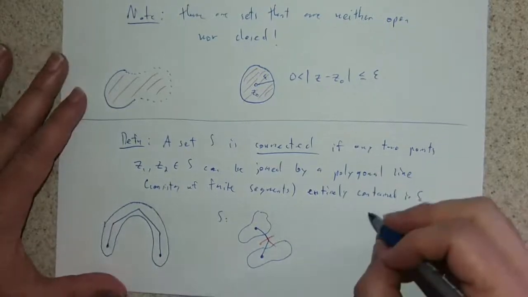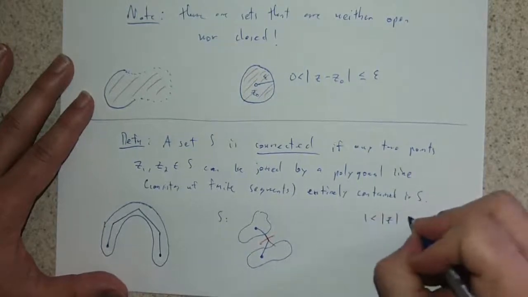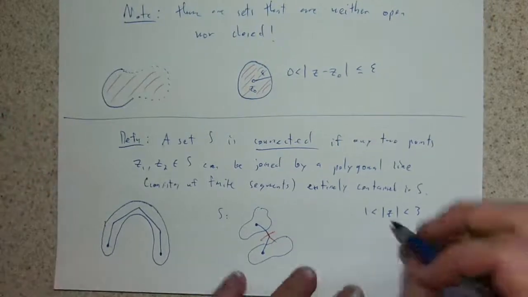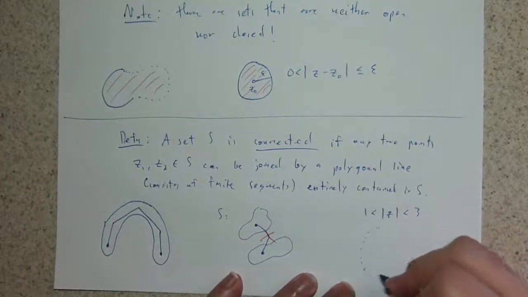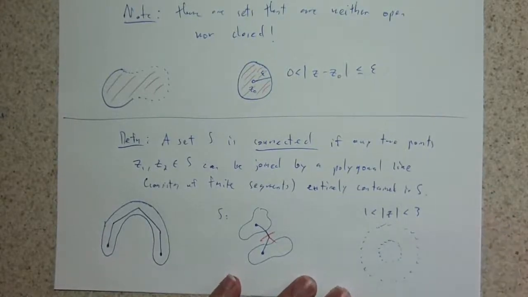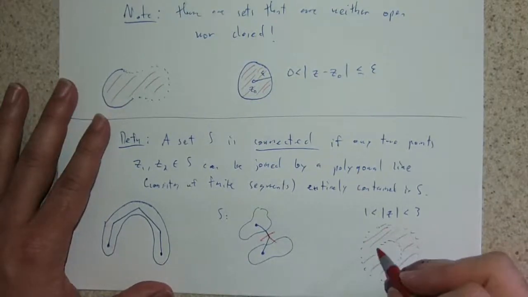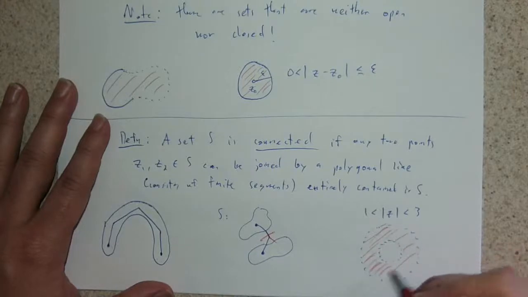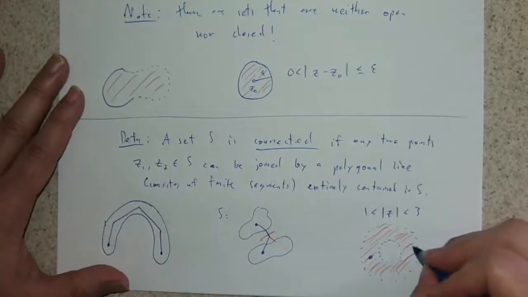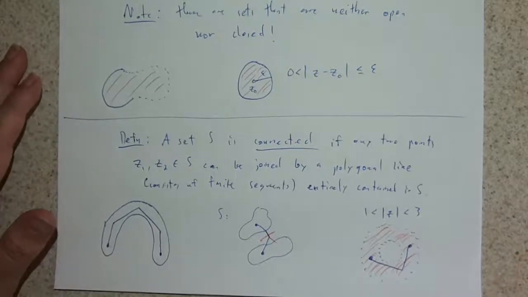Another example of a connected one is even an open annulus, something like the annulus such that modulus of z is between 1 and 3. So this is an open annulus between circles of radius 1 and 3. It's this region that doesn't include the dashed curves. This is connected because I can pick a point here, and even if I pick a point on the opposite side, I can still connect it easily with a polygonal line that lies entirely inside that region.